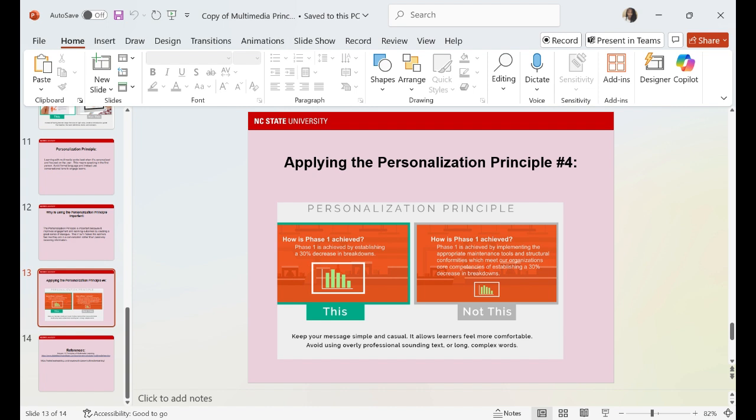So these are the four out of the 12 principles that I think are really going to be helpful for you when you start your first class. If you have any questions, please feel free to ask me.